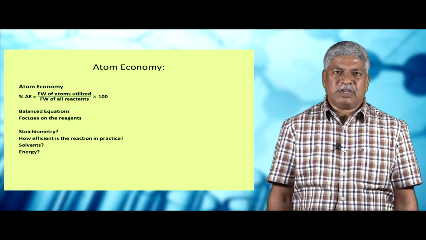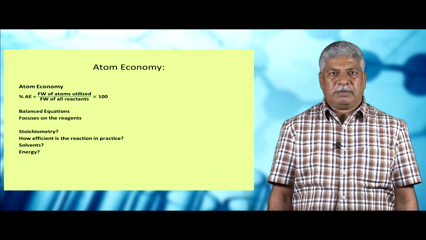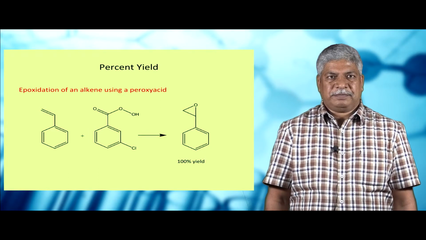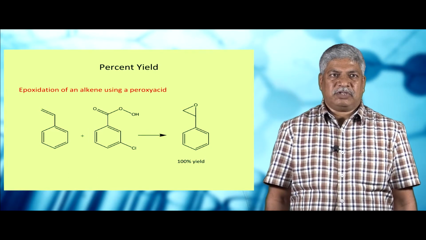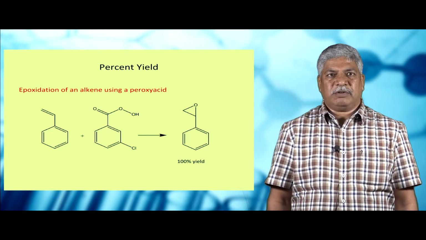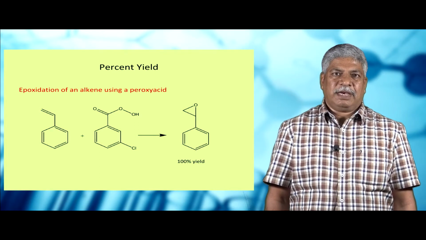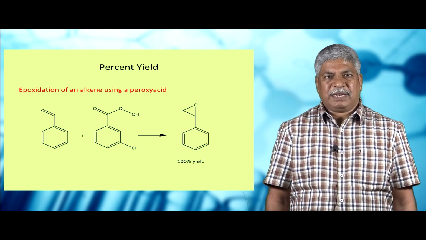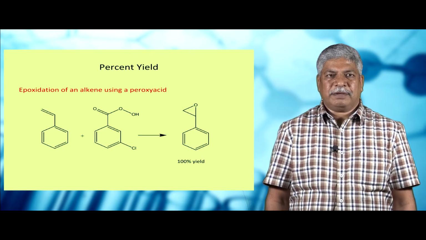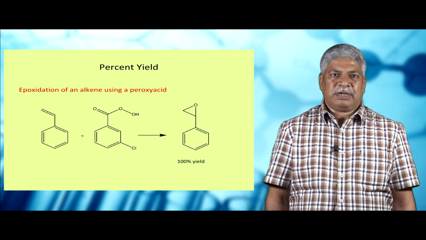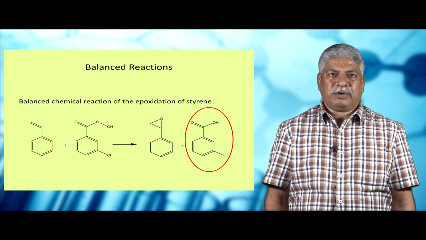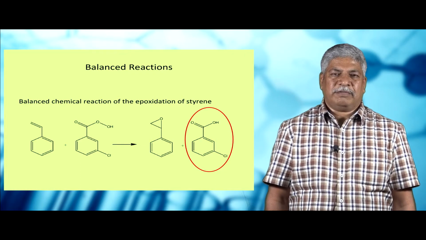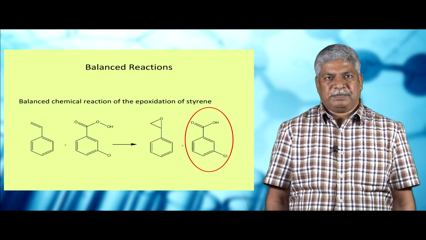What are all the solvents involved? How much energy is involved? Let me explain the strength of atom economy. Let us take this reaction, the epoxidation of an alkene using a peroxy acid. Let us take styrene as the main substrate, and when it is treated with metachloroperbenzoic acid, the main product will be styrene epoxide.